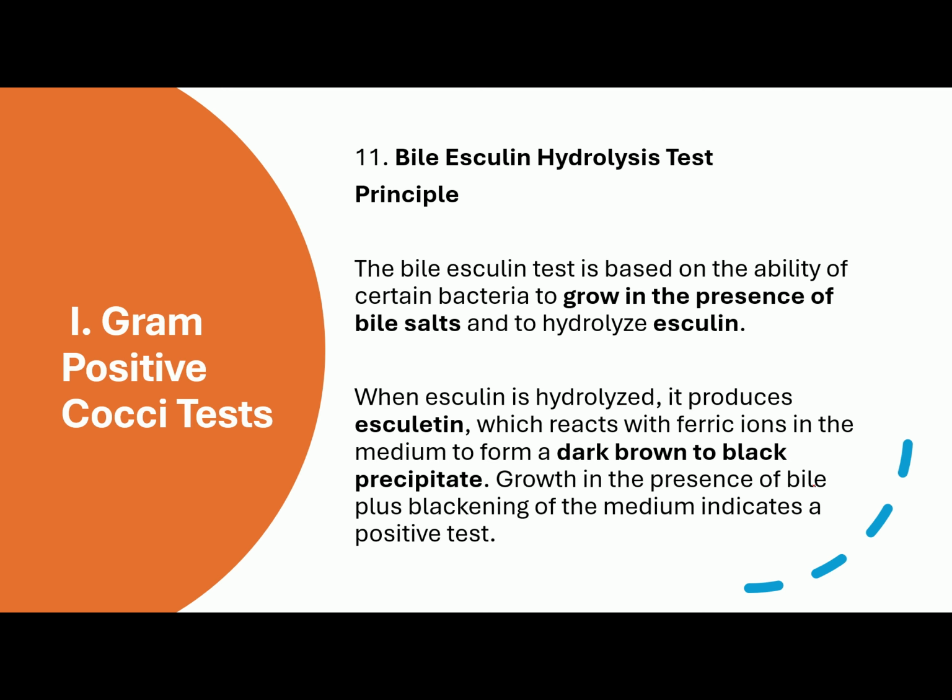Then we have your bile esculin hydrolysis test. This is based on the ability of certain bacteria to grow in the presence of bile salts and to hydrolyze esculin. So when esculin, class, is hydrolyzed, it produces esculetin, which reacts with ferric ions in the medium to form a dark brown to black precipitate. Growth in the presence of bile plus blackening of the medium indicates a positive test.